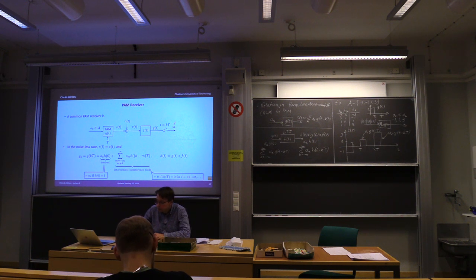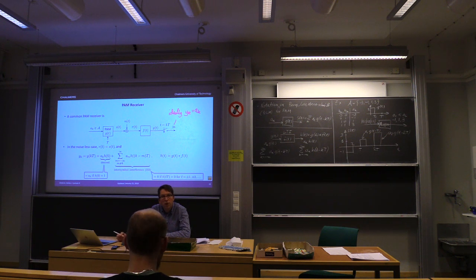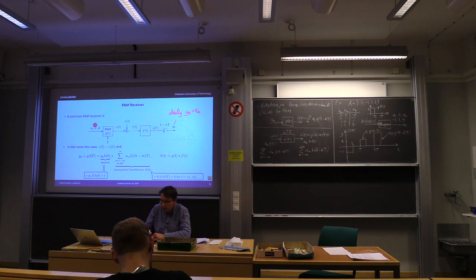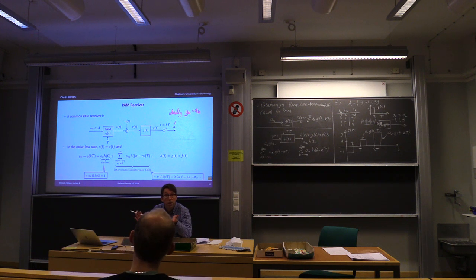And ideally, we would like y_k to be equal to a_k. That would be nice, because then we have transferred a_k to here without any errors. Once we have a_k, we can demap that into the bits that correspond to that amplitude, and we're done, right? Error-free transmission. So this is what we strive for. And how do we want to achieve this? Well, we want to do that by designing this filter in a smart way to ensure this.